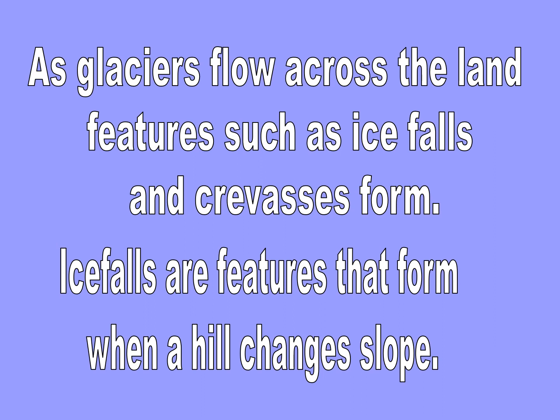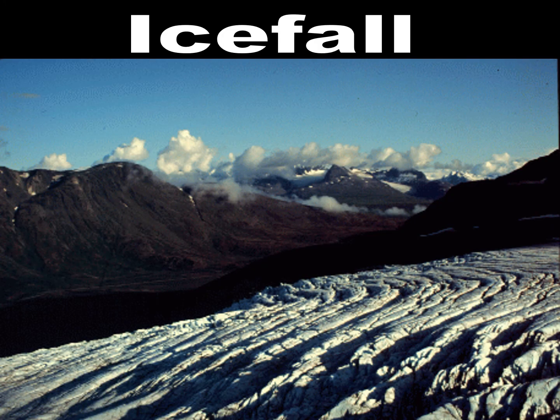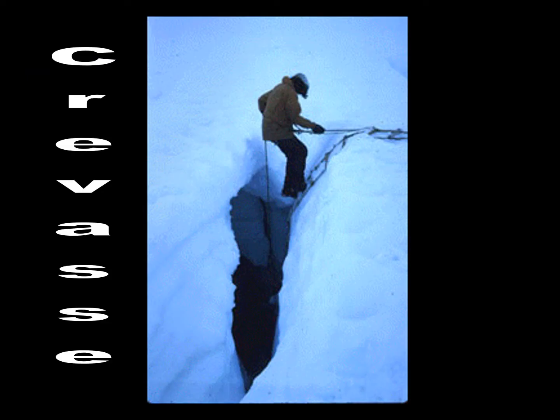Ice falls are features that form when a hill changes shape, or changes slope, rather. Look at that, the ice fall. You can see that the land is so steep there that the glacier just opens up. These are very dangerous because they form crevasses. And you can see this person climbing into a crevasse. Crevasses often have snow on the top of them, and they take people who are walking on them and make them disappear. So very dangerous.